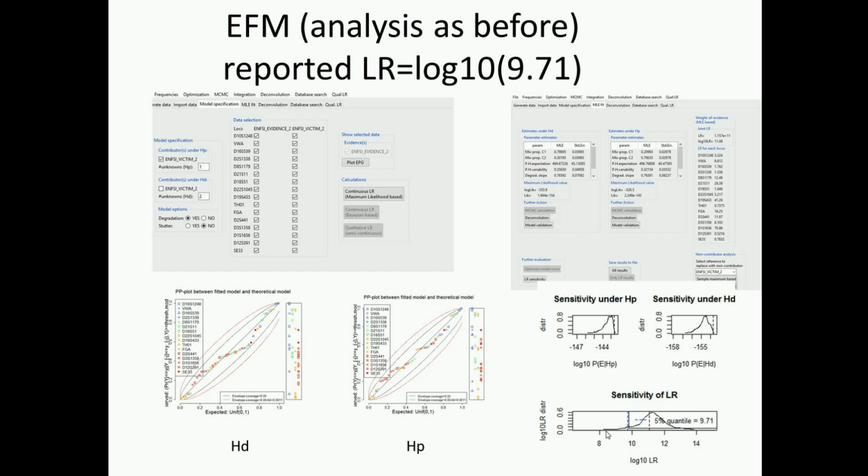We analyse the data, and we can see that with the 5% quantile equals 9.71, which is actually extremely close to what we achieved when we conditioned on the suspect. So in common with what we found with ENFSI exercise 1, the conditioning doesn't make very much difference to the likelihood ratio using EFM, because the results, as you can see, are comparable to each other.